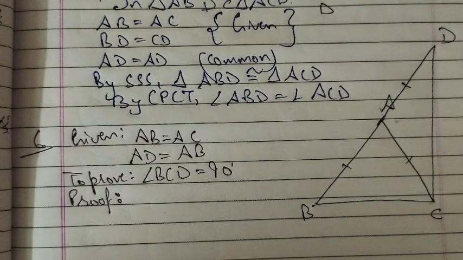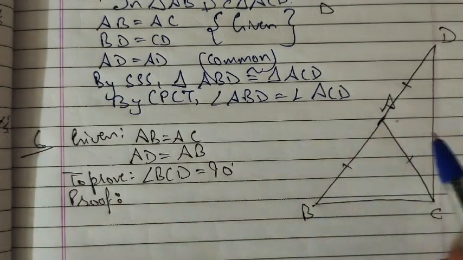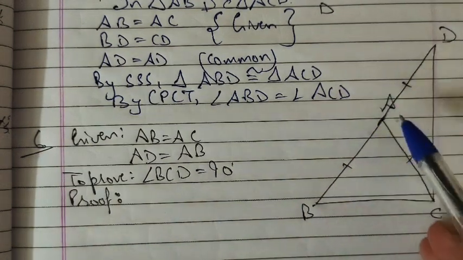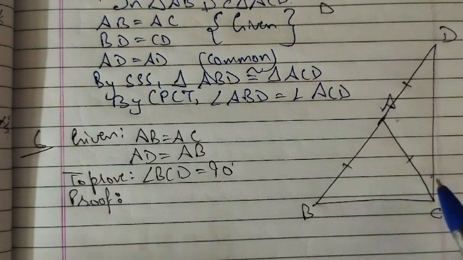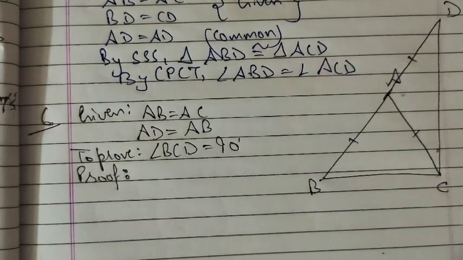Next question, question number 6. In this question, it is given that AB is equal to AC, and AD is also equal to AB, and we have to show that this angle BCD is 90 degree. So let's start with the proof.